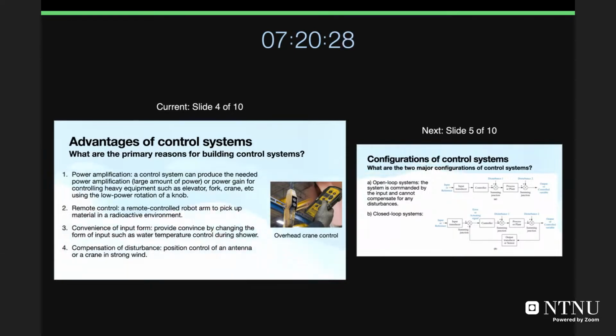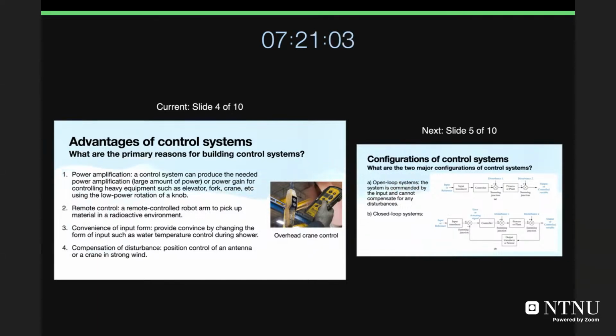It can produce a large amount of power or power gain for controlling heavy equipment, such as an elevator, fork, crane, etc., using low power rotation of a knob. Sometimes you have a system like a crane, for example, and you want to control this huge crane which carries maybe tens of tons, by just a button or by a knob. So you just rotate a knob, and when you rotate this knob, you will be able to control a very large elevator or a fork or a crane, for example, using very, very small power.